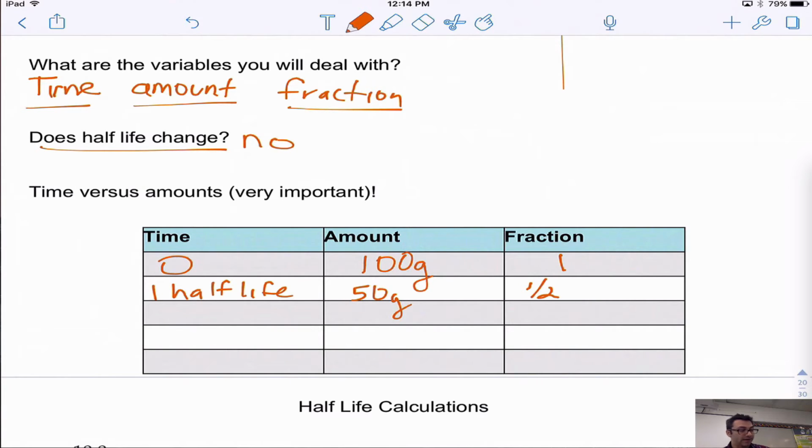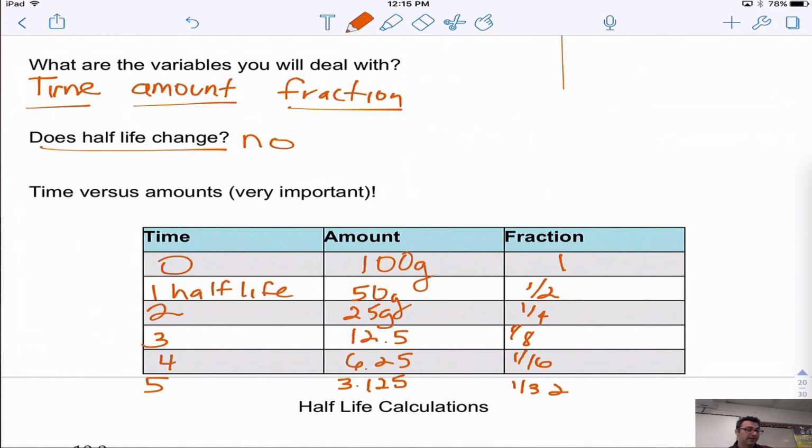If you go through 2 half-lives, then you'll be left with 25 grams and 1/4. If you go through 3 half-lives, you'll have 1/8 remaining, and that's 12.5. And if you go through 4 half-lives, you'll have 6.25 and 1/16. I've actually seen them go up to 5 half-lives, where in this case you'll have 3.125 grams remaining, and you'll have 1/32 left.